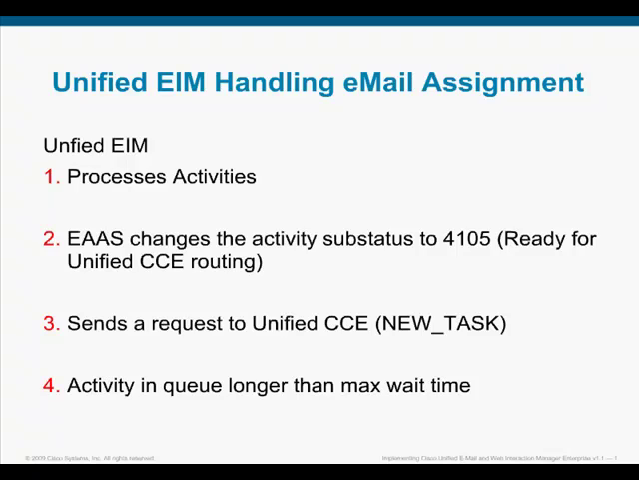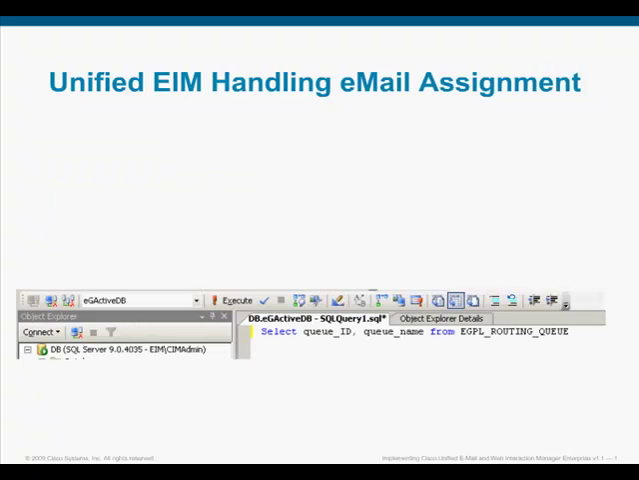After activities are processed by Unified EIM, the External Agent Assignment Service changes the activity substatus to 4105. This means ready for Unified CCE routing, and sends a request to Unified CCE for further processing. If the same activities continue to remain in this substatus for a delayed period, various options exist to have the External Agent Assignment Service retry routing of such activities through Unified CCE.